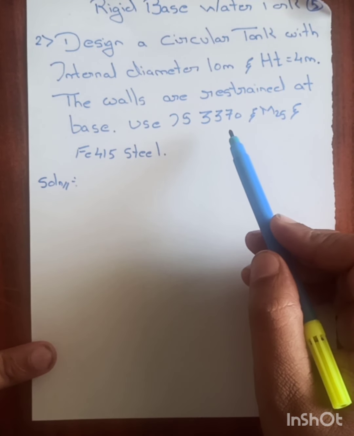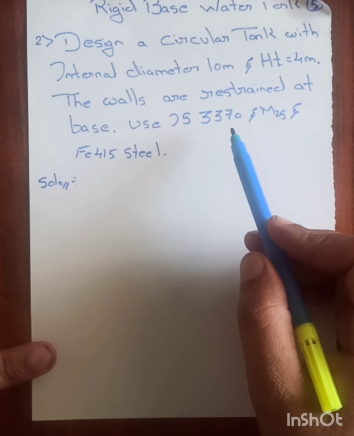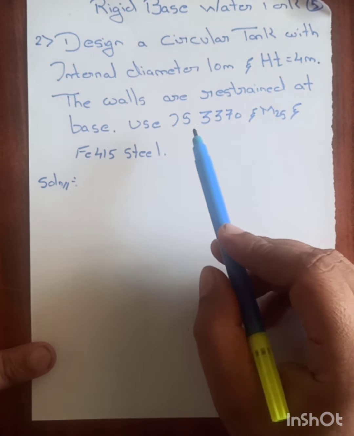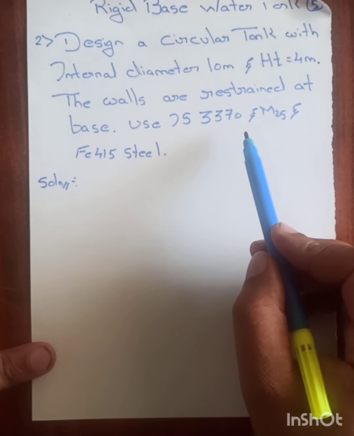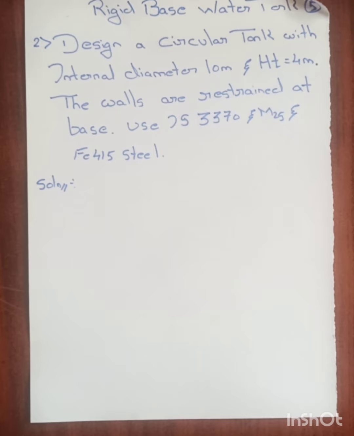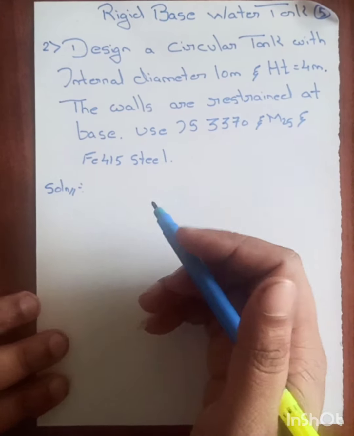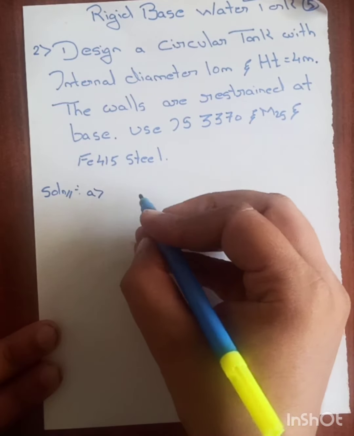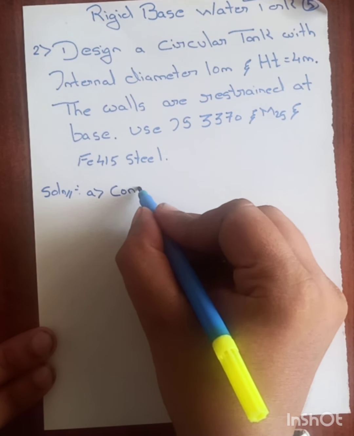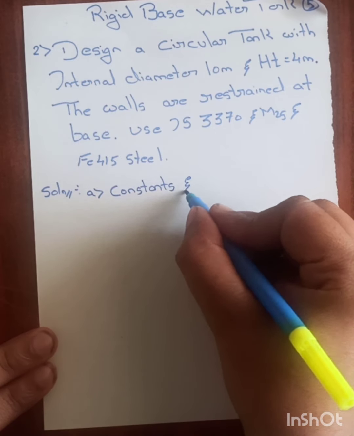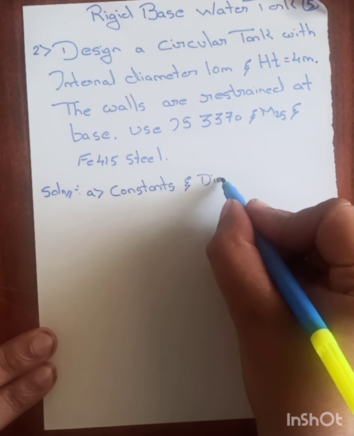In the previous problem we calculated the moments by using the formulas. Here we will calculate the moments and tension using IS 3370. And also we need to use M25 concrete and Fe415 steel. So let me write down first the constants and the dimensions.